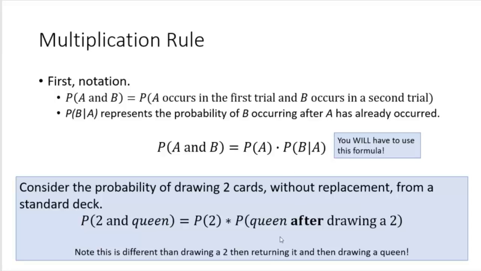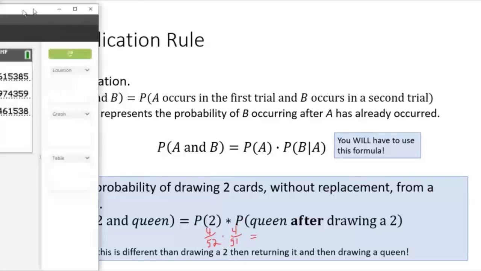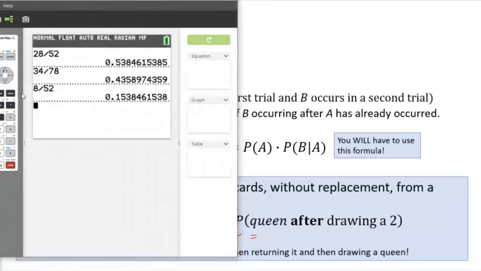Now, the probability of getting a 2 on the first card, well, there are 4 2s, and there are 52 cards in the deck. But when we go to draw the queen, we didn't put the 2 back. It says without replacement. So there are no longer 52 cards in the deck. There's only 51 cards in the deck now, even though there are still 4 queens. We have 4 out of 52 times 4 over 51. The moment you're multiplying big numbers like this, you definitely want your calculator, and we're going to use a decimal anyway. So 4 over 52 times 4 over 51. And let me just hit clear here.